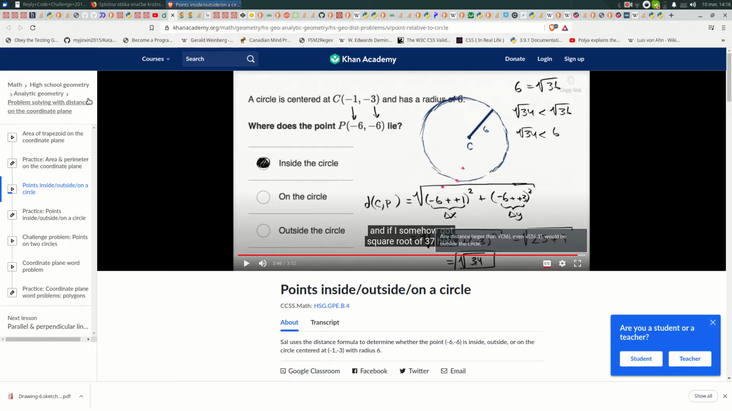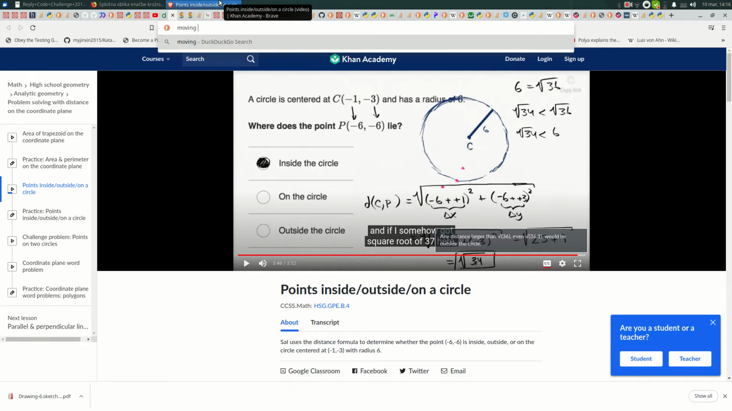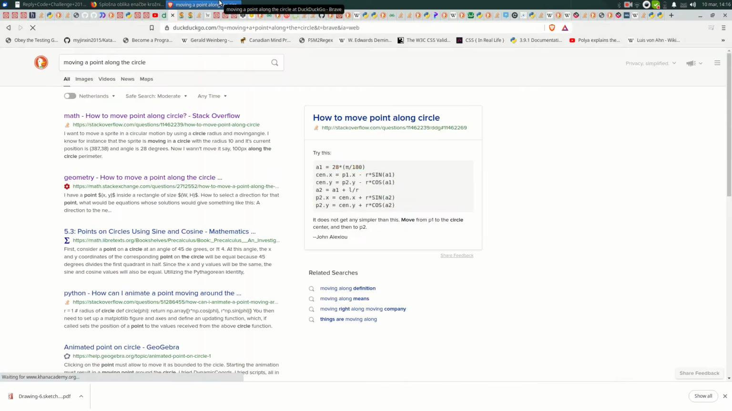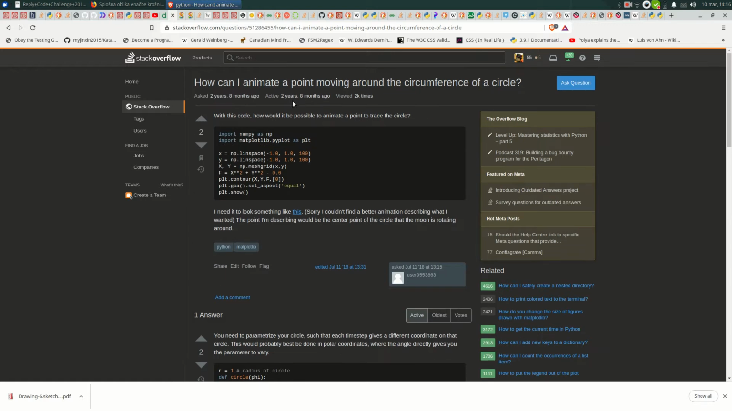Analytic problem solving with distance on the coordinate plane. Alright, so moving a point along the circle, maybe like that. Is that like the exact same thing? To animate a point to trace the circle.